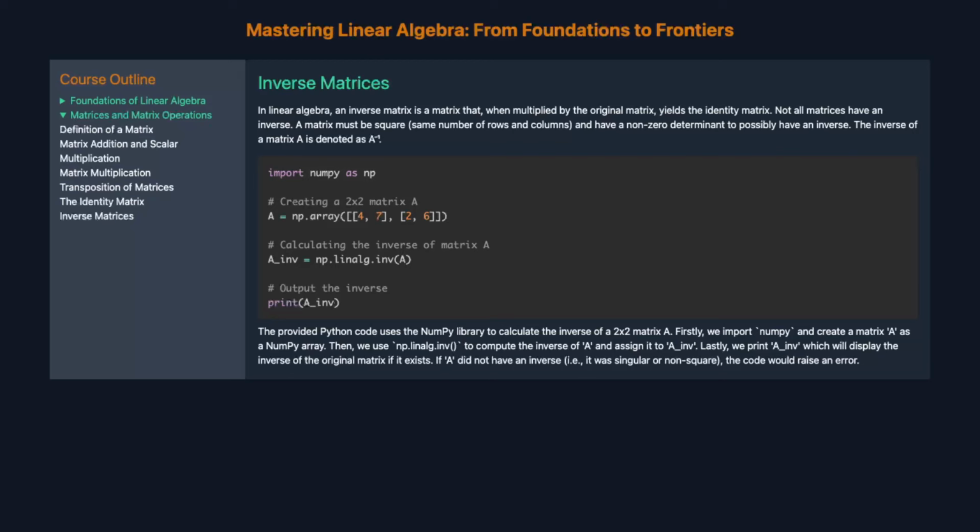Lastly, we print A inverse, which will display the inverse of the original matrix if it exists. If A did not have an inverse, i.e. it was singular or non-square, the code would raise an error.